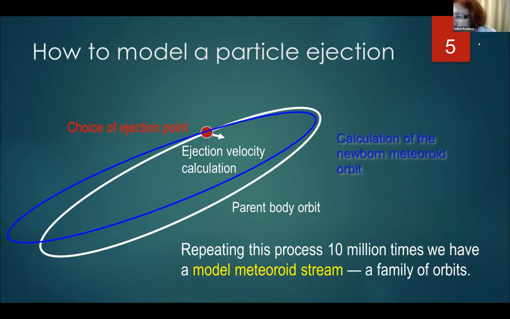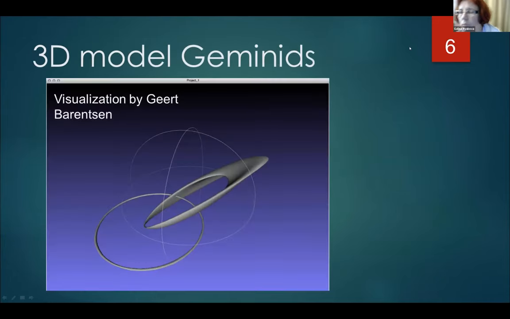Sorry, I should change the view of my screen. And this is a 3D model, which we have. This circle is the Earth. There is a place where we see a shower.